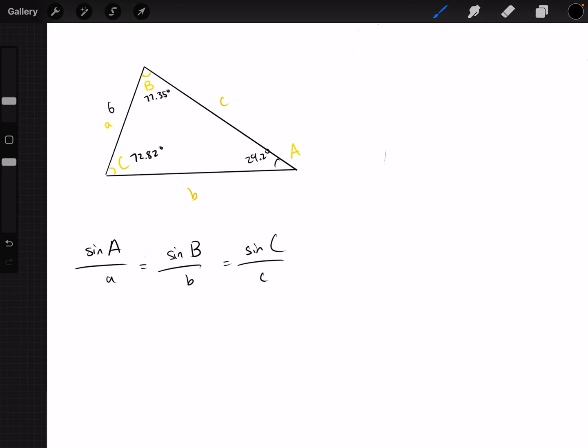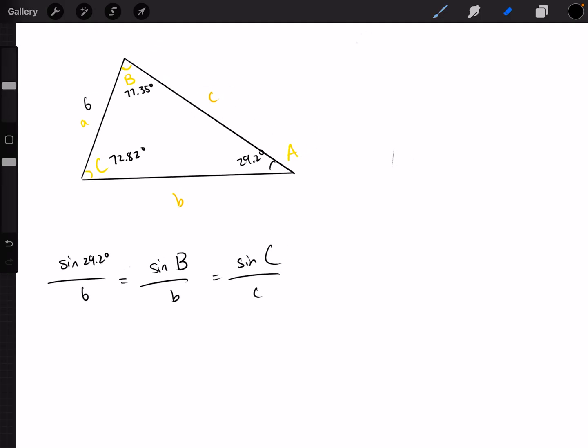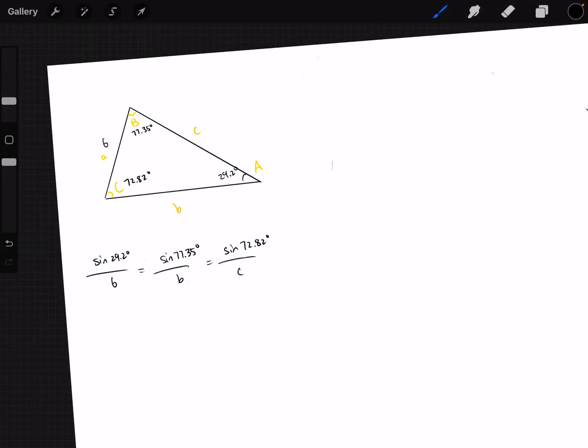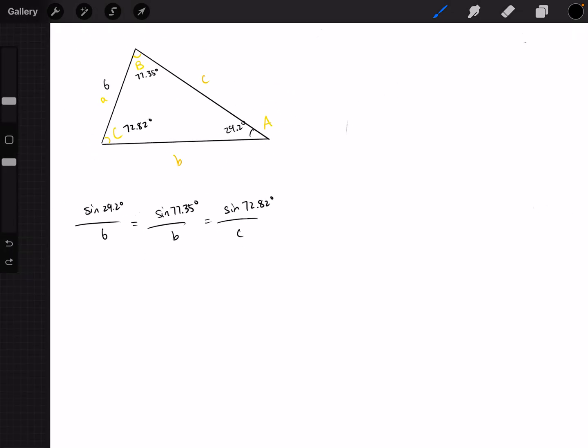Now we're going to plug in the known variables. We have capital A, 29.2 degrees. We have lowercase a, which is just 6. We have capital B, this is 77.35 degrees. We do not have lowercase b. We have capital C, which is 72.82. And we don't have lowercase c. Awesome. Okay, let's solve for lowercase b.